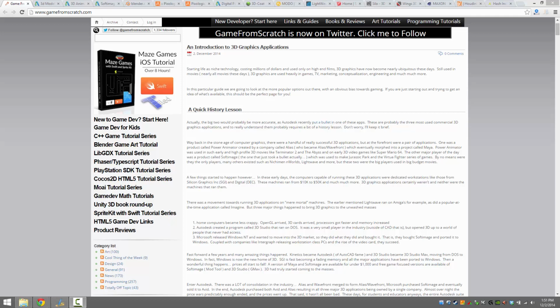At the same time, Softimage released something called Mod Tool, which you may have used if you've ever done any Source, or I think Source Engine is the only one that really used it. Source development. Mod Tool was a version of Softimage that was available free. Microsoft XNA also had a bit of a deal going with Softimage where you could get a version for like $100 or $200 for their licensing fee.